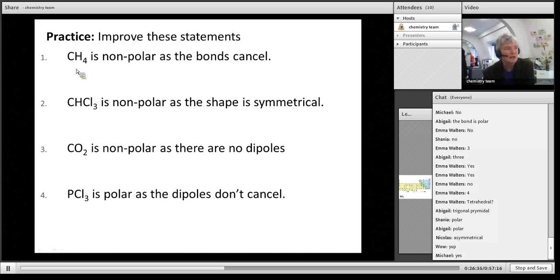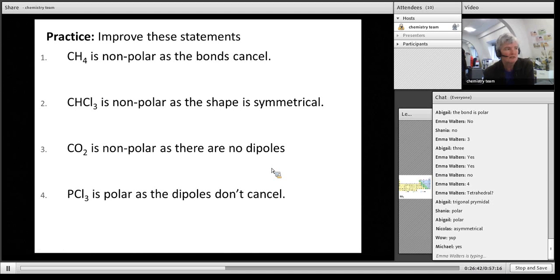Methane is nonpolar as the bonds cancel. What is incorrect there, apart from too little explanation? So Emma's typing, the bond dipoles cancel. Correct. So if the person had said the bond dipoles cancel, they may have gotten achieved for this. At the moment, this is not achieved. To get more than that, you've got to talk about electronegativity, you've got to talk about symmetry, and so on.